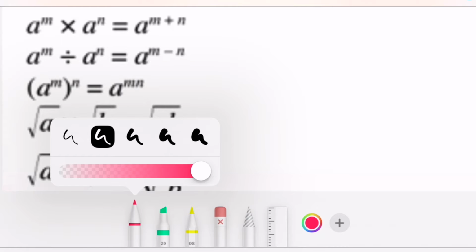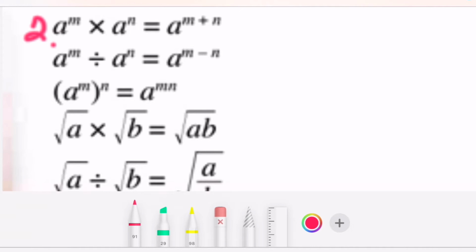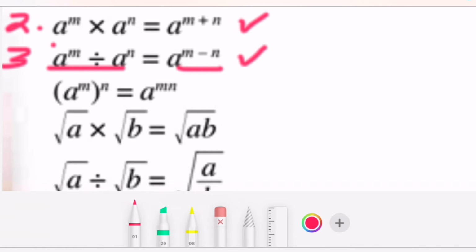I'm going to list out how many formulae you need to know. Number 2 is the indices. When you multiply with the base the same, it can be written as one base only, and then you plus the power. So this is one of the important formulae that you must know. Number 3, when divide, you must minus. Number 4 is when multiply with a bracket, you can multiply the power m and n like this.